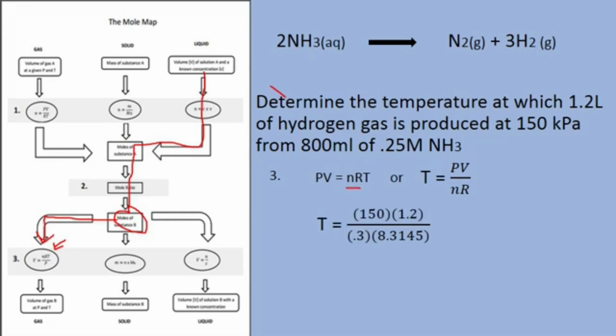From here, I'm just going to fill in the numbers. Again, that 0.3 moles is the number we had in the last part, in step 2. We should find our temperature to be 72.16 kelvins, which is ridiculously cold. It doesn't make a lot of sense, but for this problem, that would be the temperature.